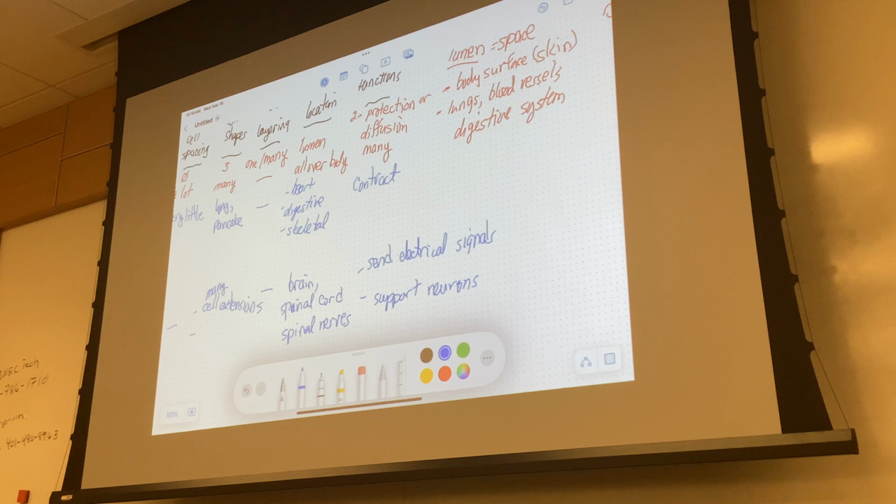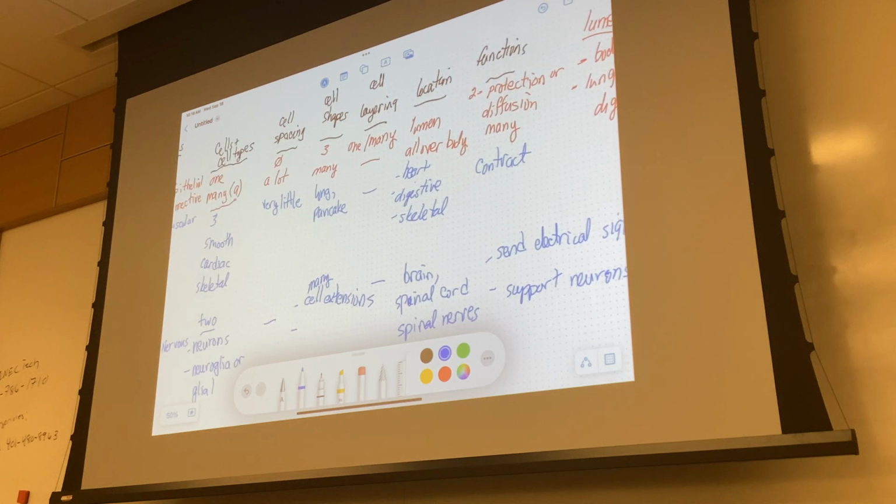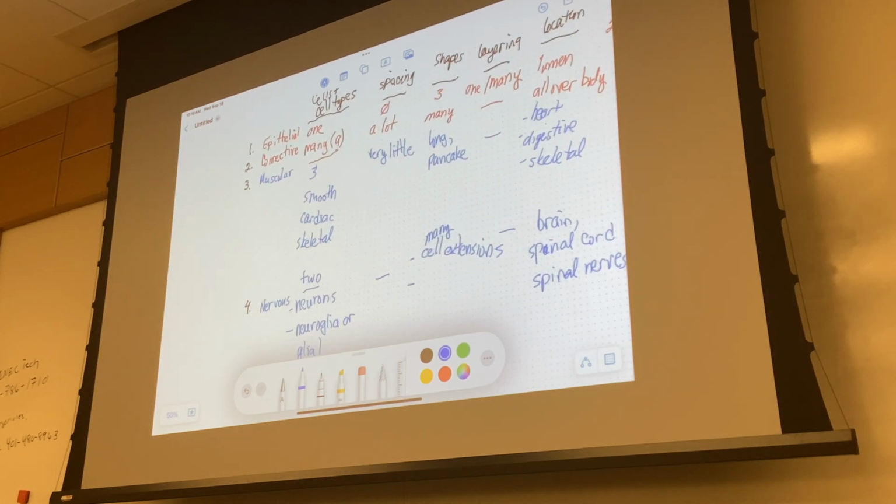In terms of the questions for the exam coming up, there's going to be a total of 30 questions on each of these 4 tissues for the exam. 25 of them or more will be on the epithelial and connective tissue. 2 or 3 will come from muscle and nervous, something like that. Okay? What is epithelial function? Epithelial function is protection and diffusion. Yes.